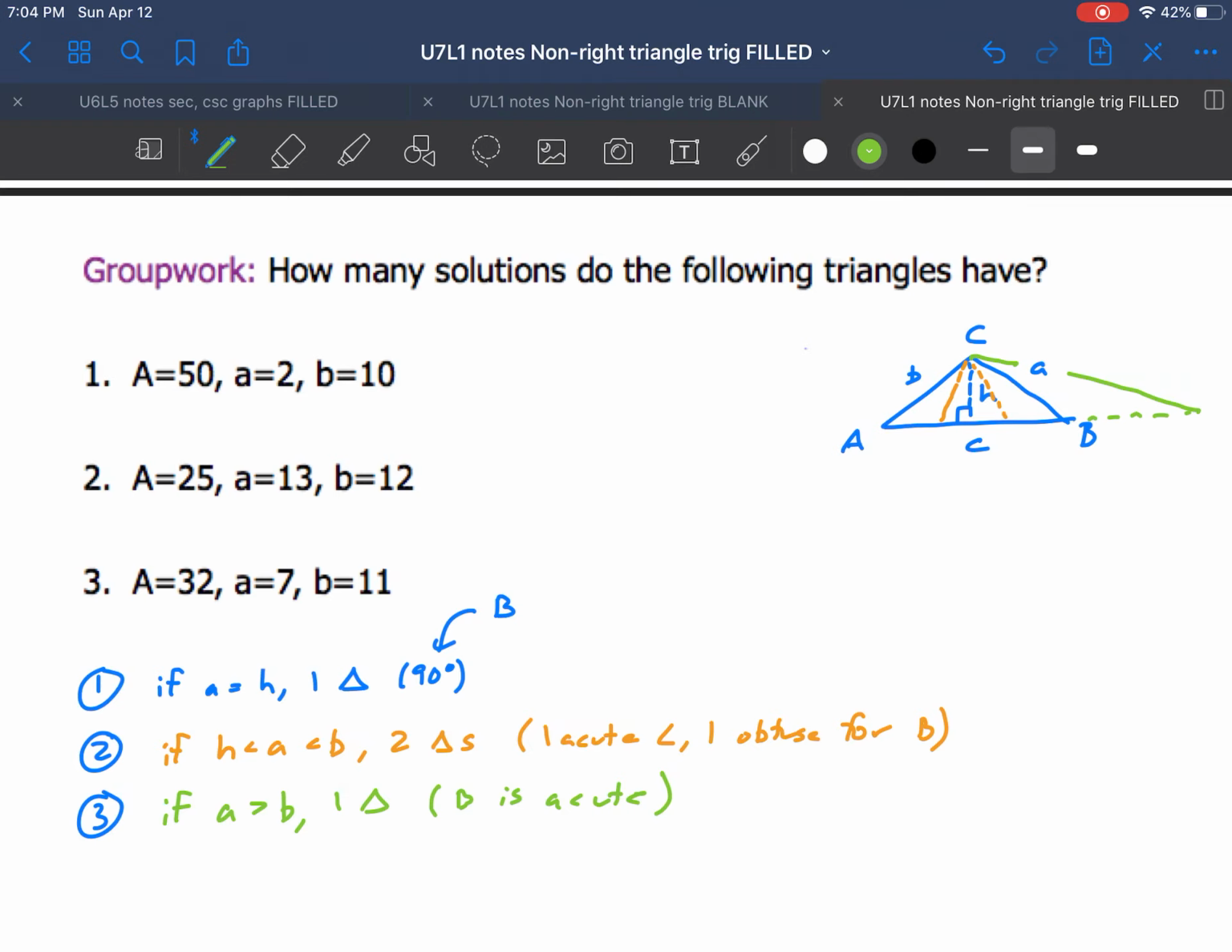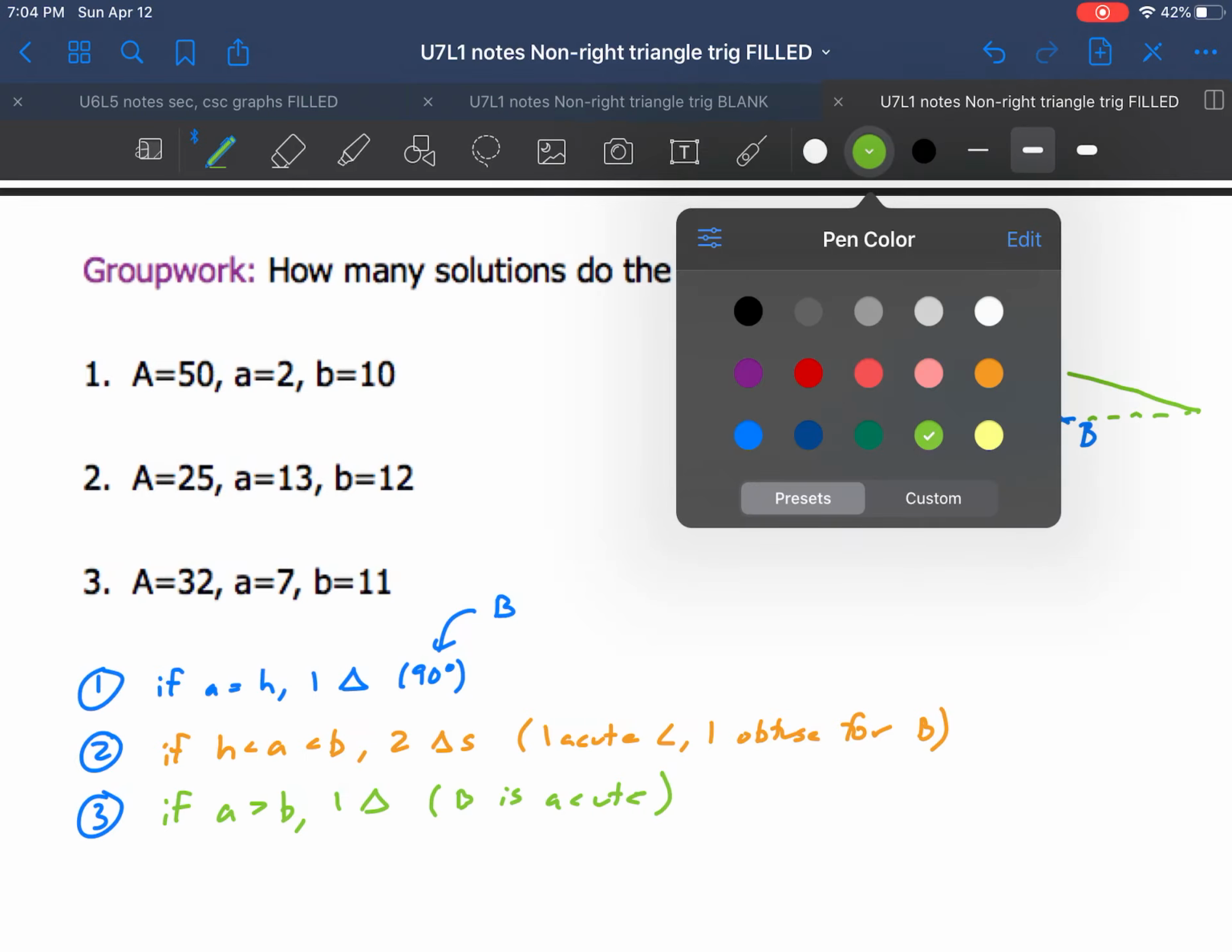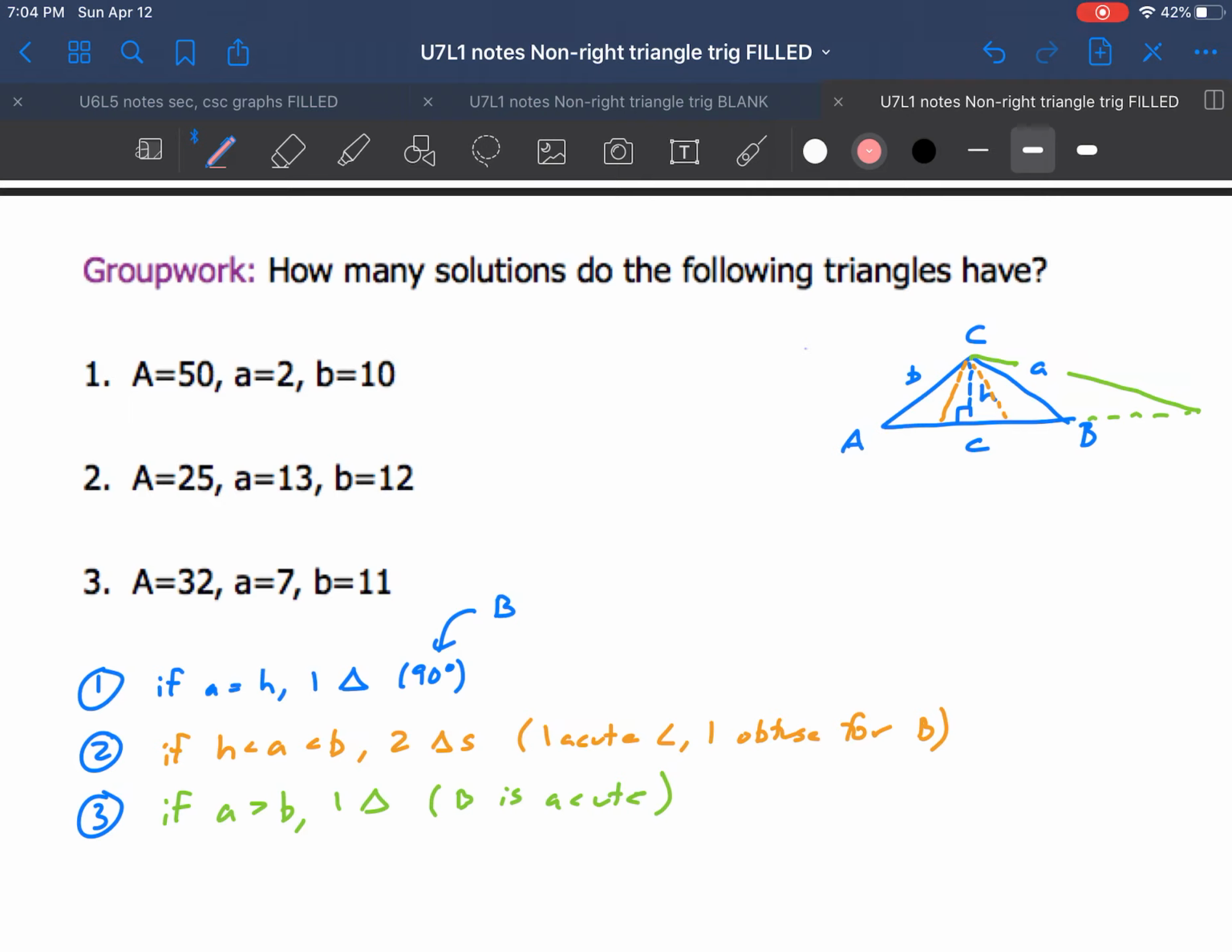And then maybe the last one that we're not thinking about is, it's possible that side A is shorter than the perpendicular height, that's the h. They could give us an A value that's like half of that. Boy, I'm really going to town with these colors, but if A is less than H, then we have 0 triangles. So that is case 4.